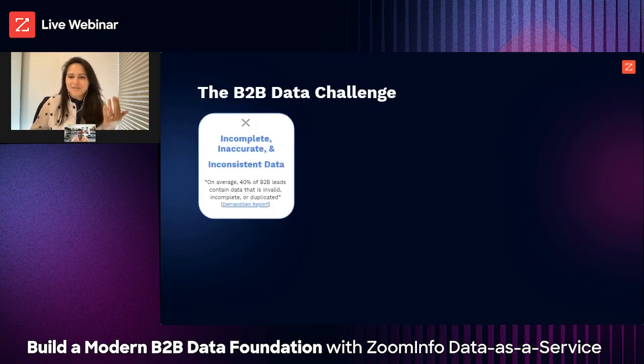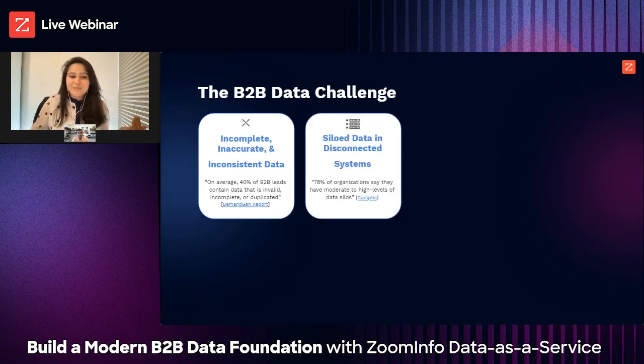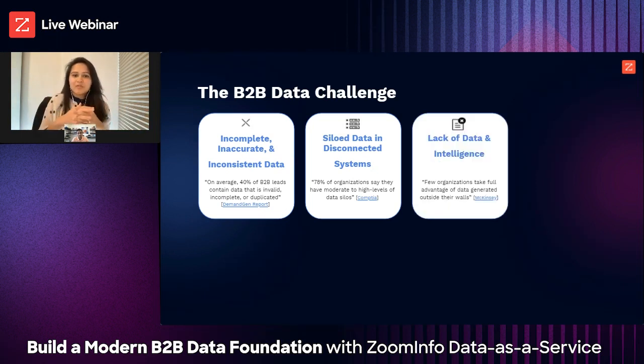And organizations are just continuing to deal with all kinds of data challenges, right? Incomplete, inaccurate, inconsistent data, data that's siloed in disconnected systems. And of course, I also want to talk about this idea of, well, we have a lot of data, like a lot of organizations have a lot of first-party data, but they might not necessarily have all the data in the world that's relevant to what they're trying to do. And what I mean by that is, do they know all the companies that they should really go after? Probably not, right?